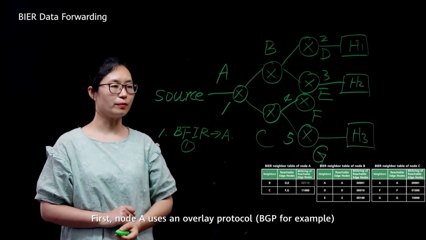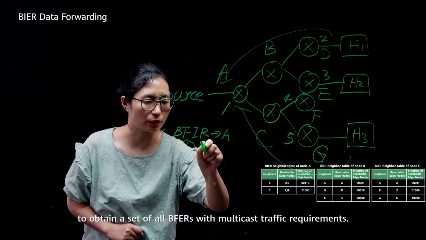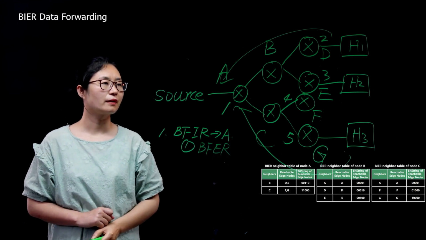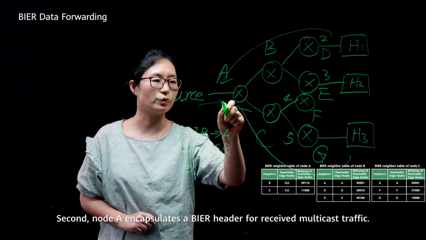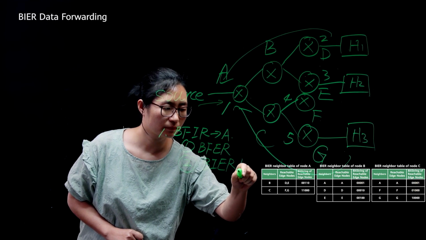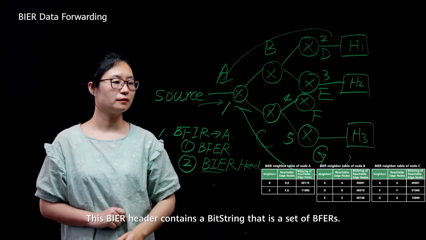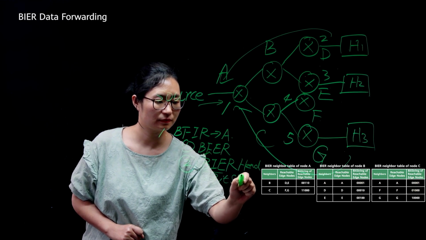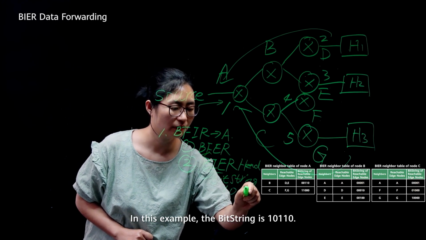First, node A uses an overlay protocol, BGP for example, to obtain a set of all BFERs with multicast traffic requirements. Second, node A encapsulates a BIER header for received multicast traffic. This BIER header contains a bit string that is a set of BFERs. In this example, the bit string is 10110.